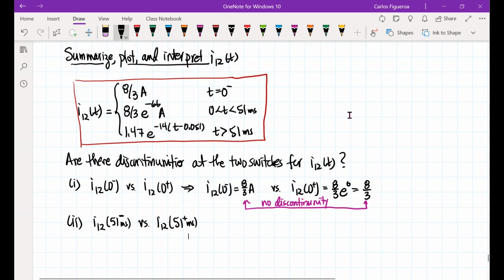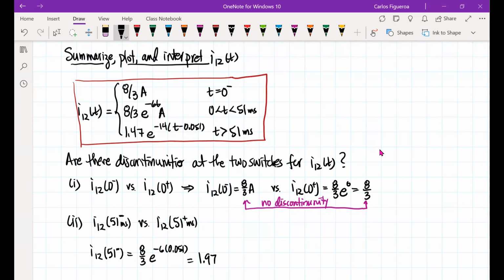So if I compute this, remember I have to stick to these equations that are going to tell me this. So I'm going to have I12 at 51 minus. So I have to go to the situation at the switch. Before the switch is thrown, this is 8/3 e to the minus 6t, but now I have to put in my 51 milliseconds. So when I compute that, I get 1.97 amps.